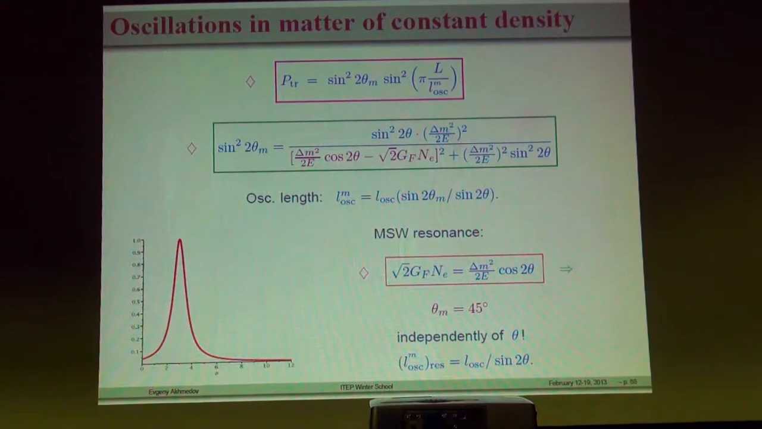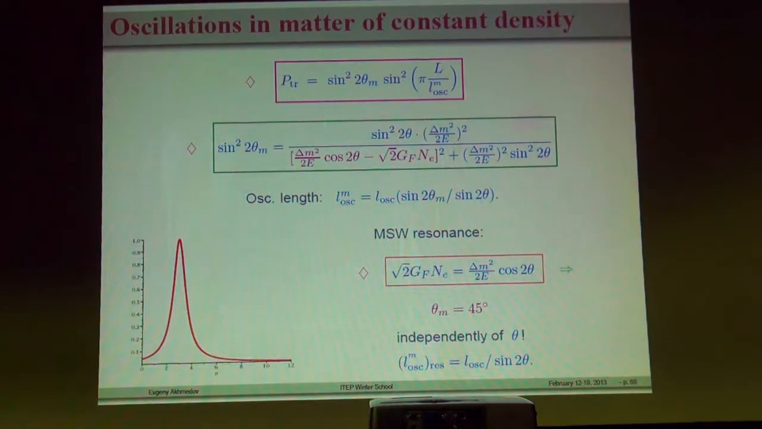If, on the contrary, it's close to an integer number of oscillation lengths, we will not see any effect at all. So it's not enough to have the resonance. It's important also to have the right distance traveled by neutrinos. If we consider the case of non-uniform density, density which is not constant, we find something really very interesting. We don't need this condition anymore, in principle.